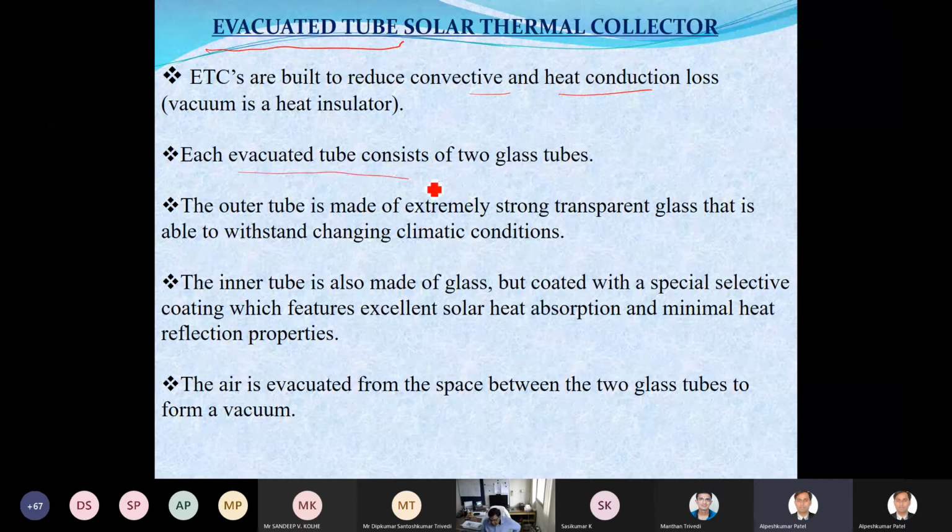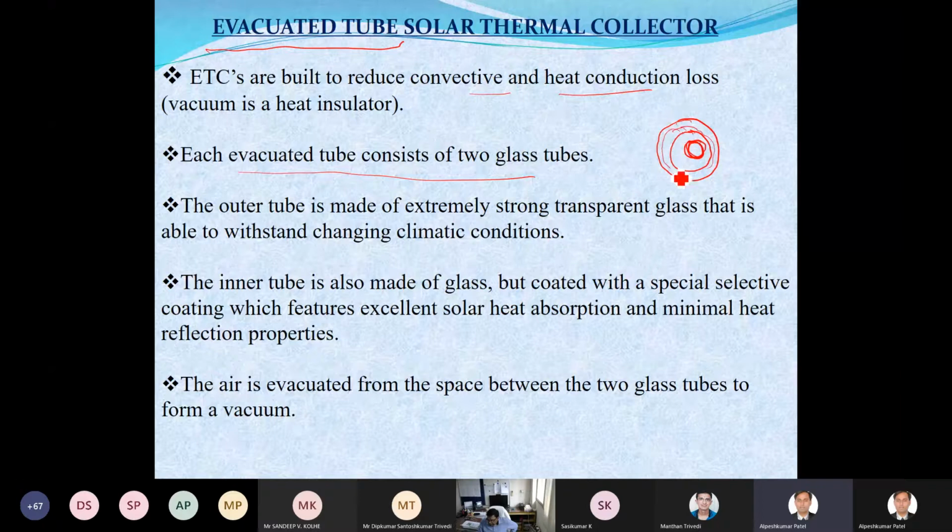Each evacuated tube is nothing but, I think there's nothing to explain more. There is a small tube through which the fluid flows. Then after that, there's an absorbing plate, the absorbing surface I'm talking about. Then there is a transparent cover, and after that, one more transparent cover, and this is toughened glass, so that the tube should not be easily broken. Between this and this, there is a vacuum.